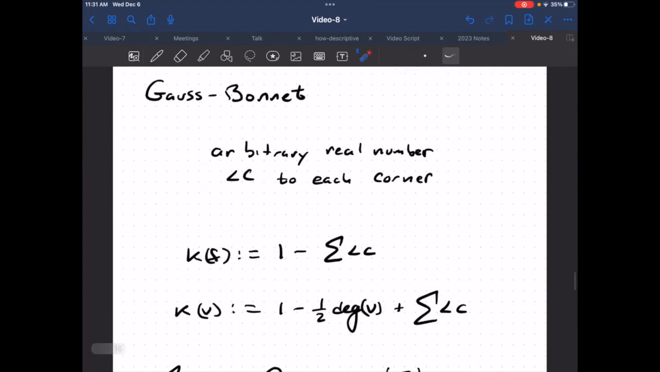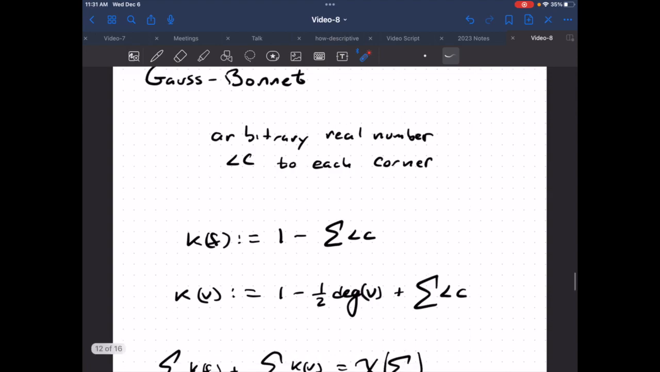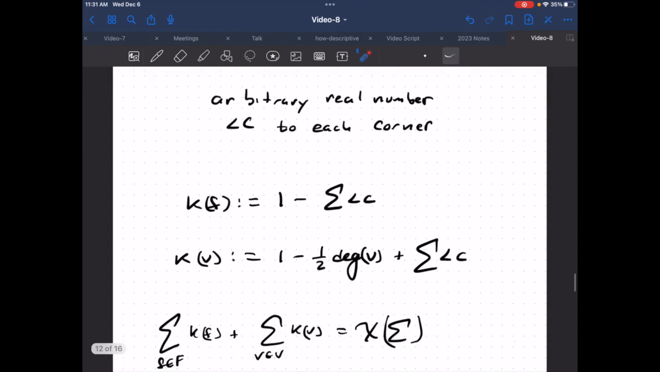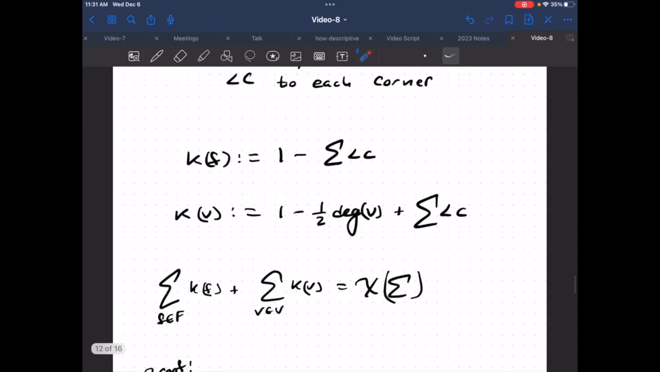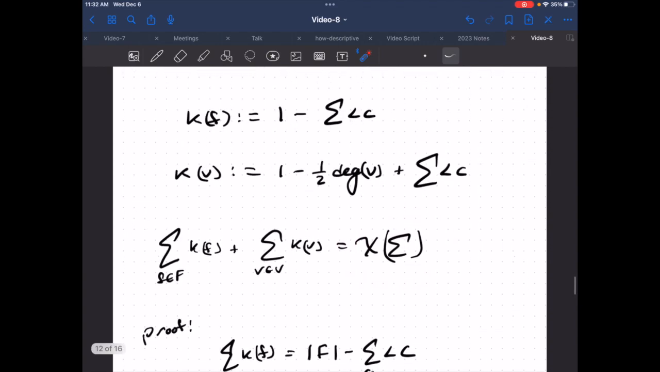All right, the Gauss-Bonnet theorem that they used here looks a little bit different than what we've seen before, but we can verify quickly that it really agrees with what we saw. So here you can assign an arbitrary real number to each corner and define the curvature of a face to be 1 minus the sum of the values on the corners, and the curvature of a vertex to be 1 minus 1/2 the degree plus the sum of the values on the corners as well. And we want to check, is this really a Gauss-Bonnet theorem? Well, we could check that it adds up to the Euler characteristic, and that can be done quite quickly.